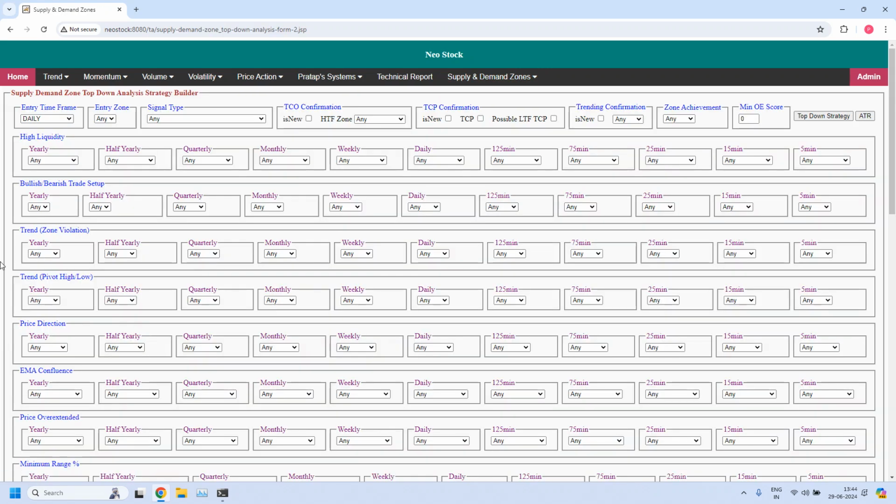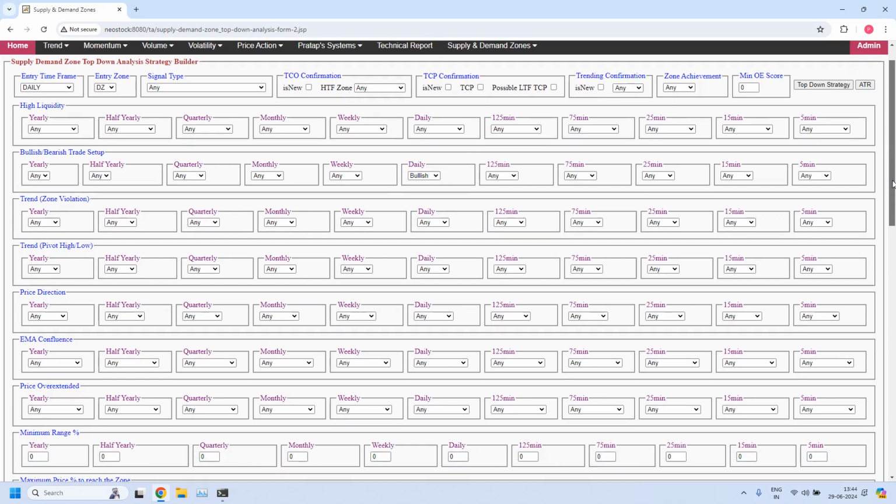Now we will generate a bullish trade setup for monthly income trade. For monthly income trade, entry time frame is daily. Bullish trade setup entry zone is demand zone, and also in bullish or bearish trade setup daily time frame we are selecting the value bullish. 3 filters we are going to set.